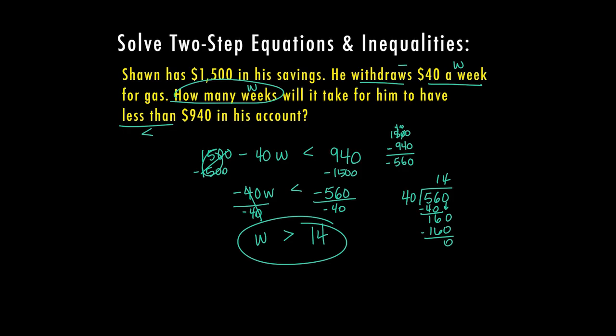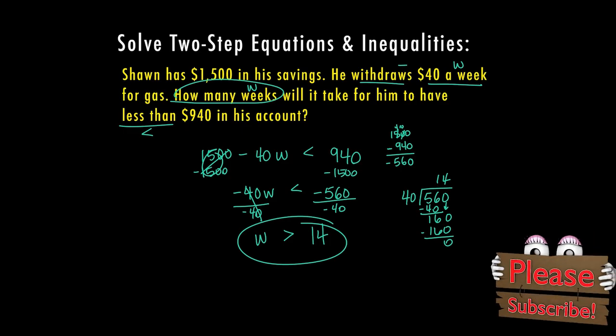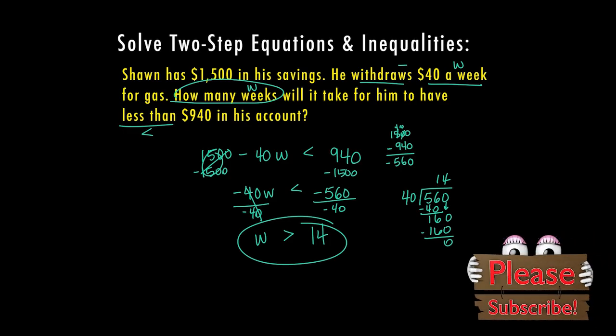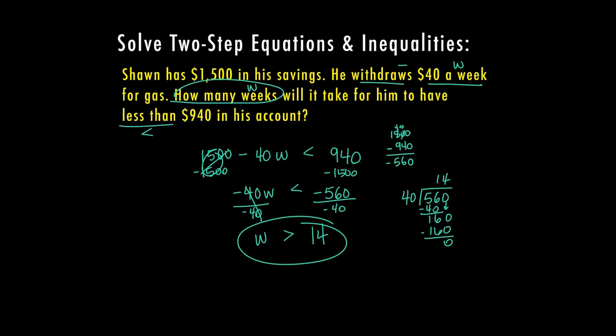So sometimes deciding whether you flip your inequality sign or not in a word problem is going to depend on the situation. We know that if the weeks would have to be less than 14, that wouldn't make any sense because he's spending money, he's taking it out of his account. So obviously after so many weeks, we want to know when he has less than $940.